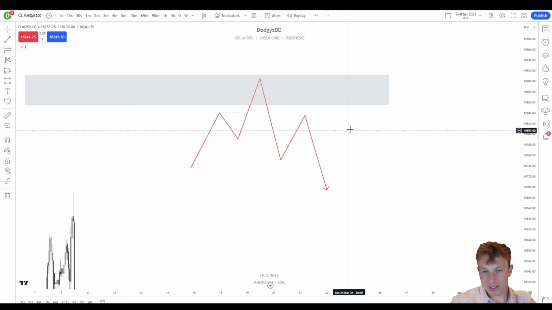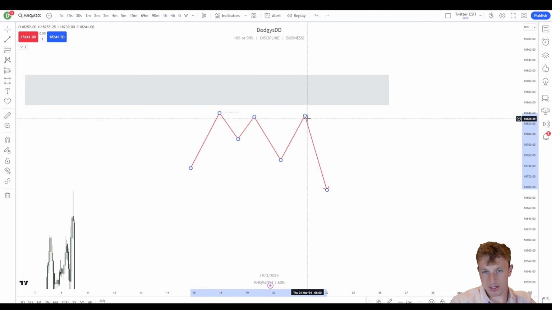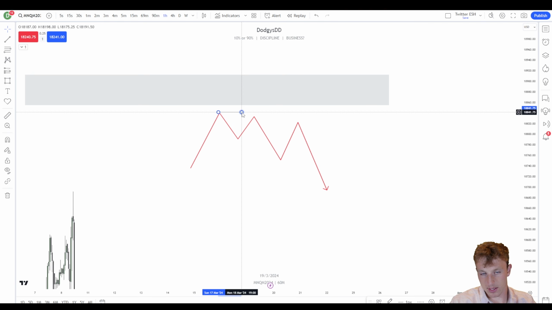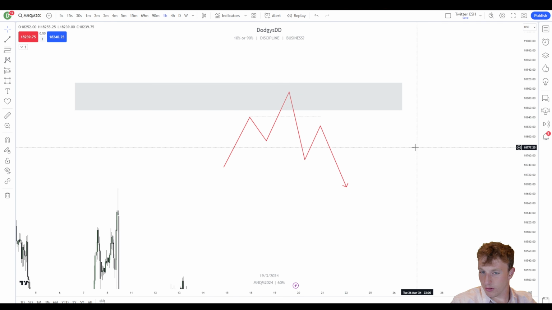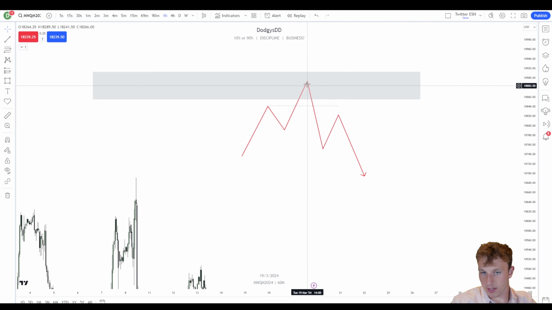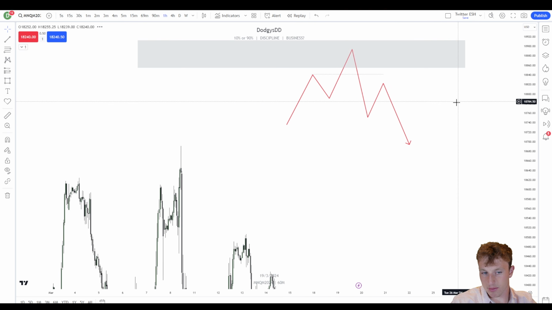Now, what would a manipulation leg not look like? A non-manipulation leg would look something like this. See how we don't manipulate above the last high? So typically, what I look for in any sort of reversal is some sort of manipulation leg on the lower time frame. It's the best bet.